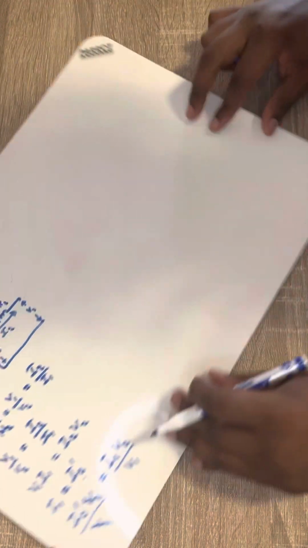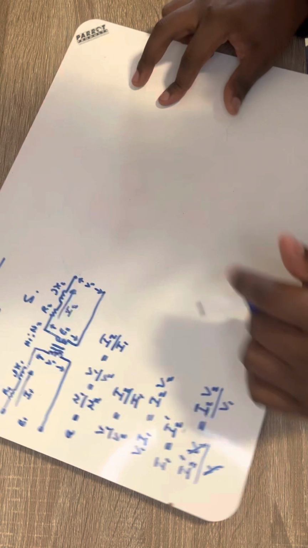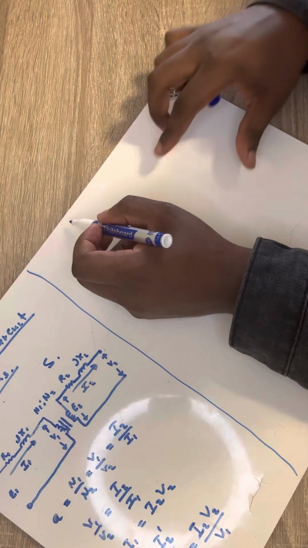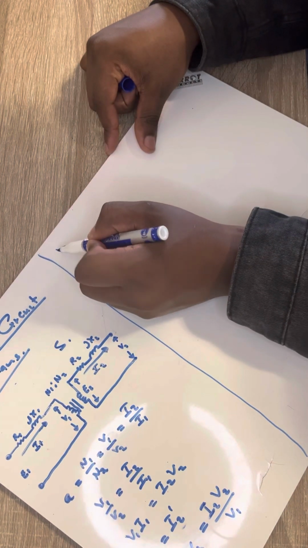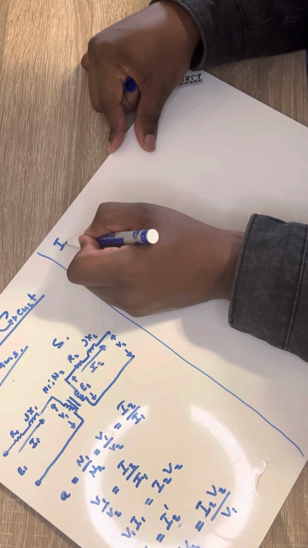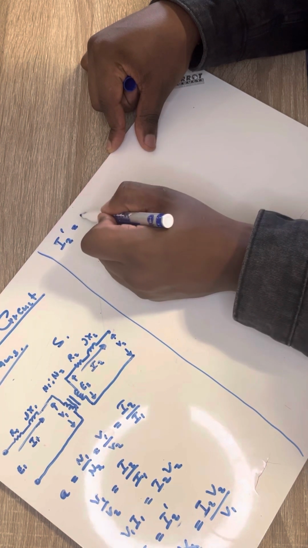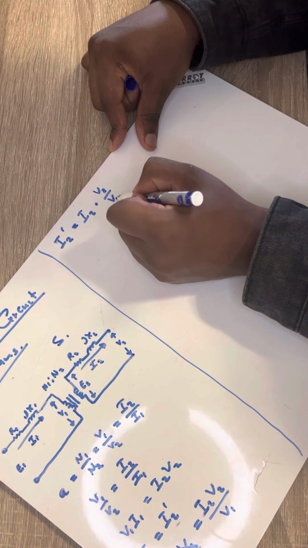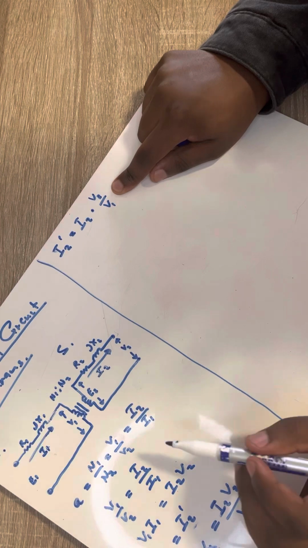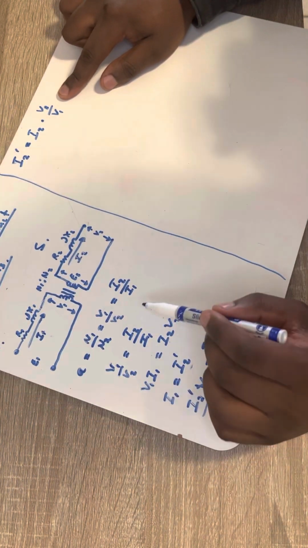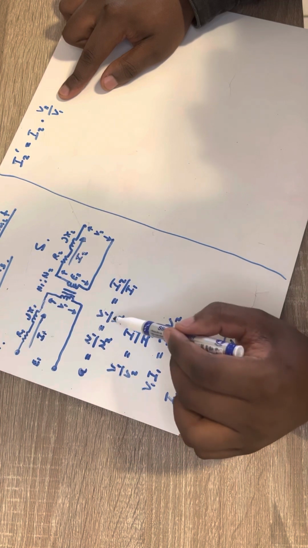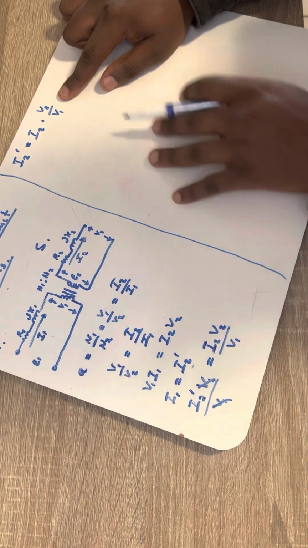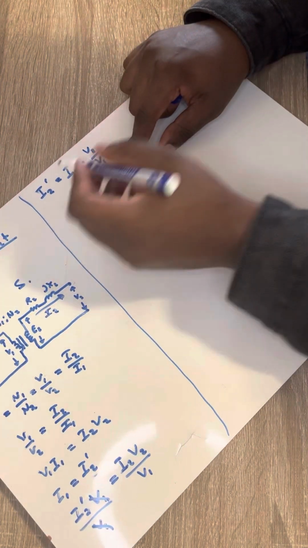What are we left with? We are left with I2 prime equals I2 times V2 over V1. So if you're looking at this and our ratio combination, this is the inverse of our ratio, right? V2 over V1 is the inverse of the ratio.